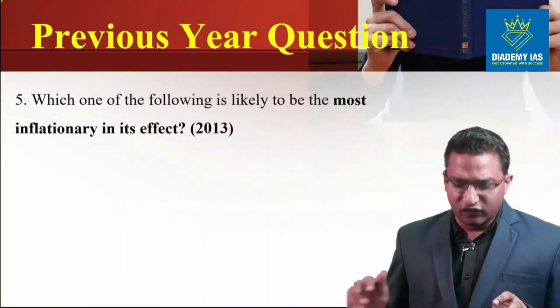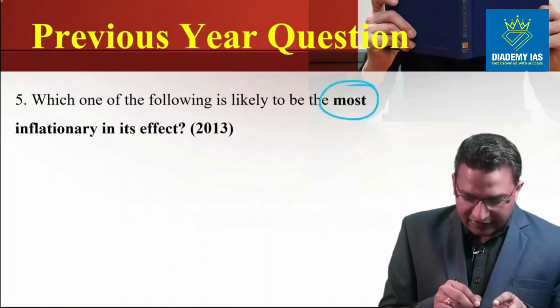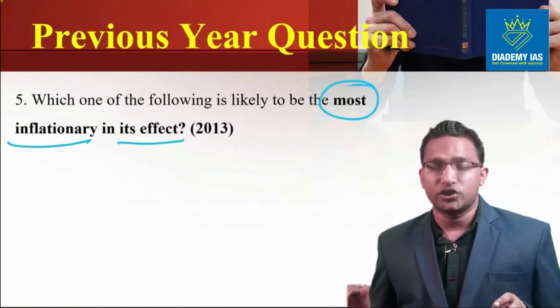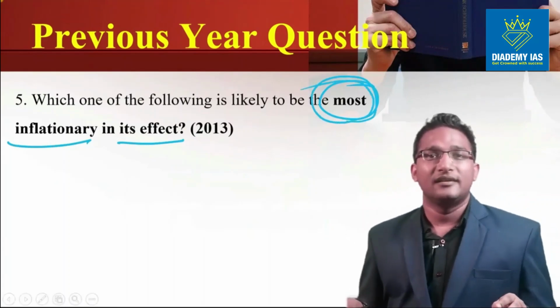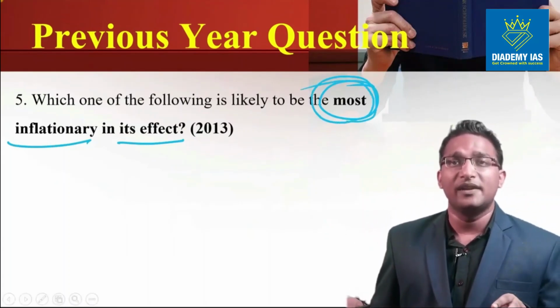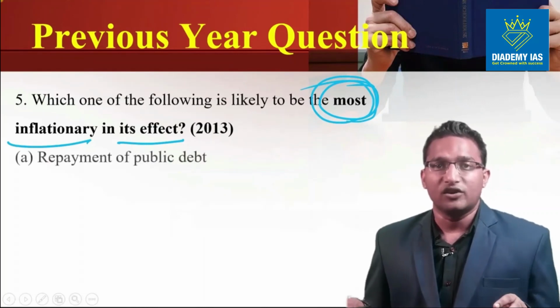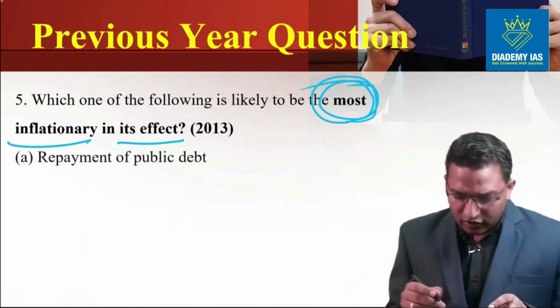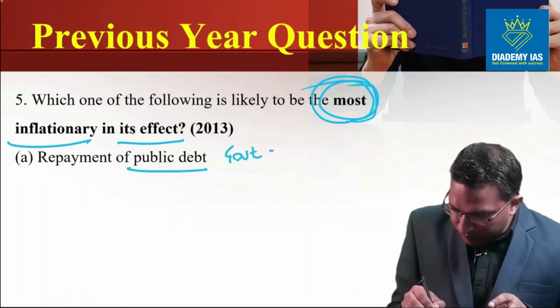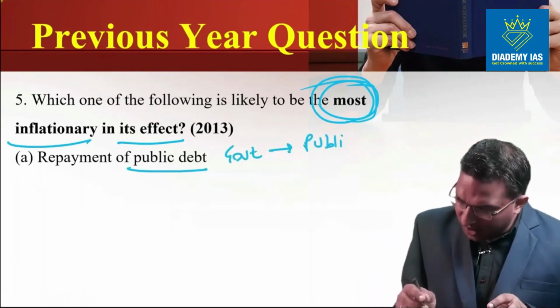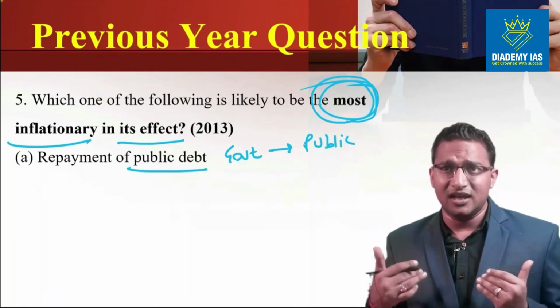Next question, which one of the following is likely to be the most inflationary in its effect? So question is most inflationary. The question is not simply which will be inflationary, right? First, repayment of public debt. So repayment of public debt, that means the government is giving the money to the public back. So it will be inflationary. But let us see other options also.